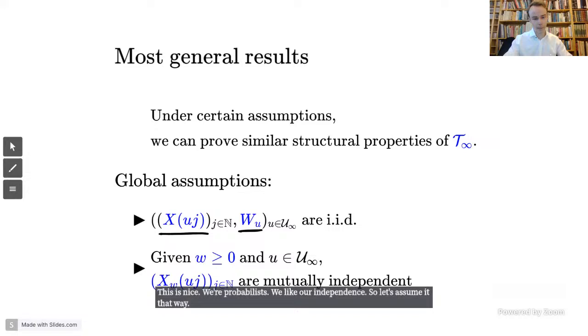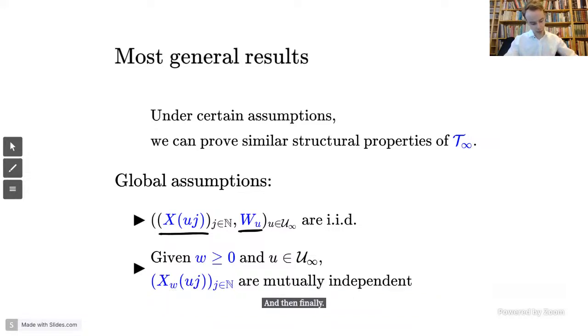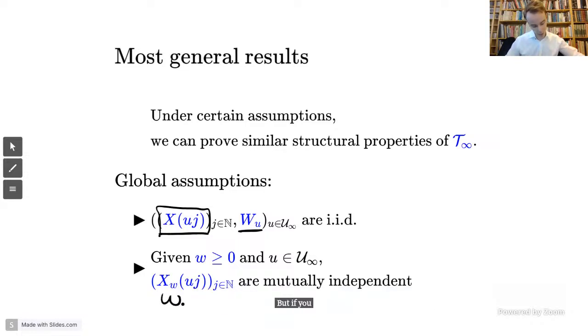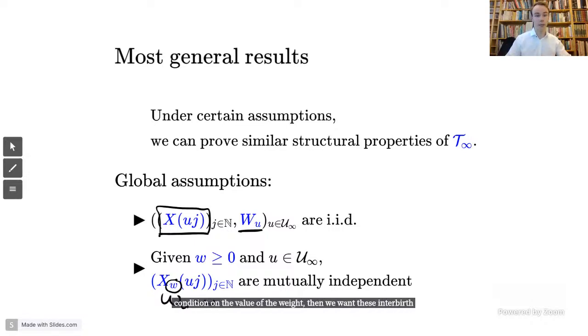And then finally, these interbirth times can, of course, all depend on this vertex weight. So mutually speaking, these interbirth times may not be completely independent. But if you condition that the weight of an individual WU is equal to some small w, and that's what this lower index W here indicates, then once you condition on the value of the weight, we want these interbirth times to become independent once more.